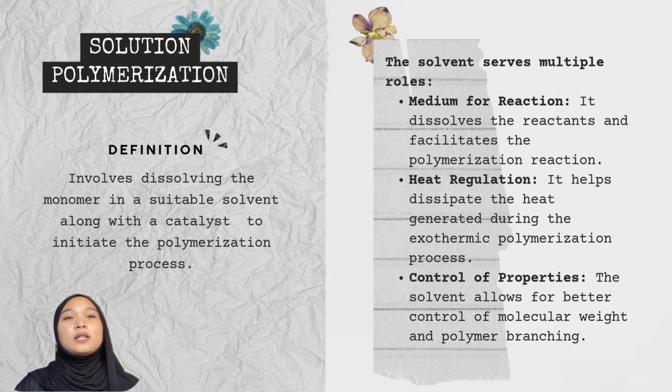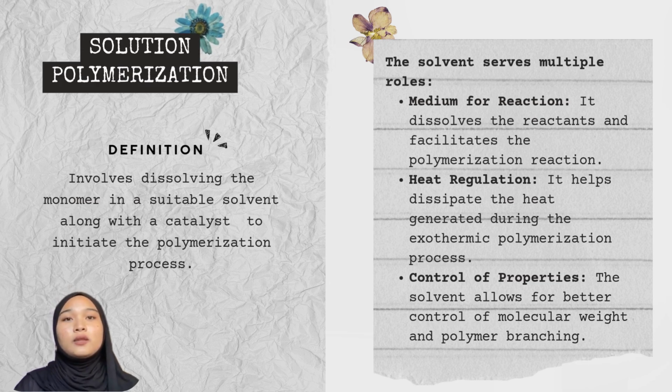So, let's start with the definition of solution polymerization. It involves dissolving the monomer in a suitable solvent along with a catalyst to initiate the polymerization process. The solvent plays multiple critical roles. The first is as a medium for the reaction, dissolving reactants and facilitating polymerization. The second one is it helps in heat regulation by dissipating the heat generated during the exothermic reaction. The third one is it provides control of properties, enabling better regulation of molecular weight and polymer branching. These factors make solution polymerization an efficient method for producing high-quality polyethylene.